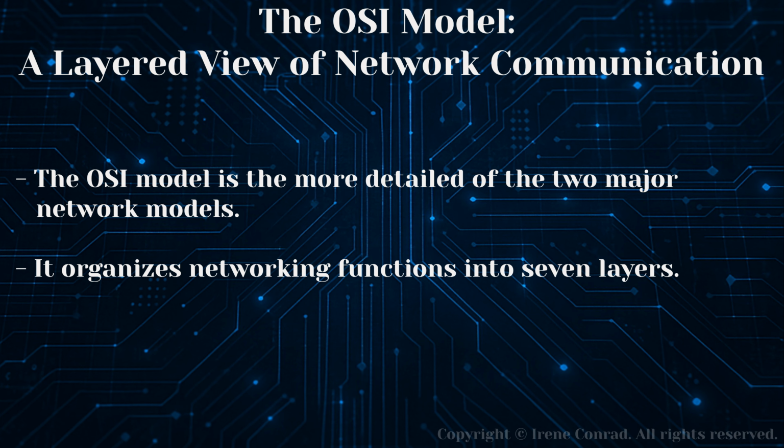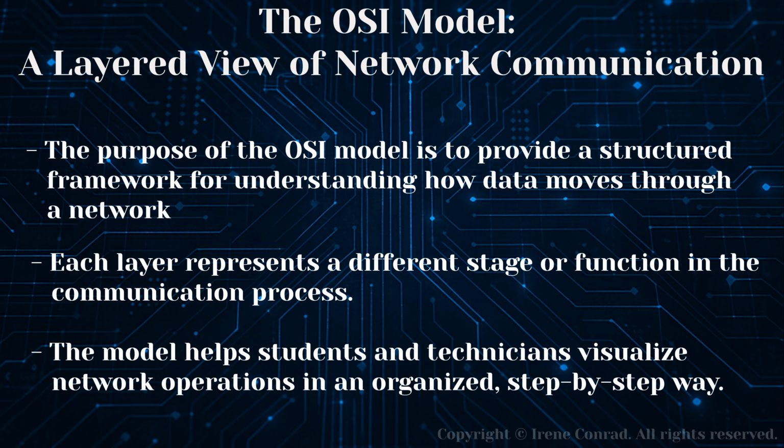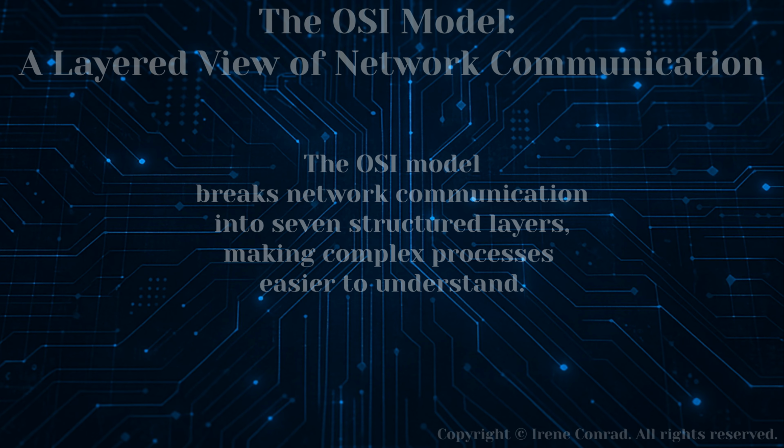Let's start with the OSI model. The OSI model is the more detailed of the two. It breaks networking into 7 layers. From bottom to top, those layers are physical, data link, network, transport, session, presentation, application. That may sound like a lot at first, but don't worry. At this stage, you do not need to obsess over every tiny detail. What matters most is understanding that the OSI model gives us a structured way to picture how data moves from one device to another through different stages.